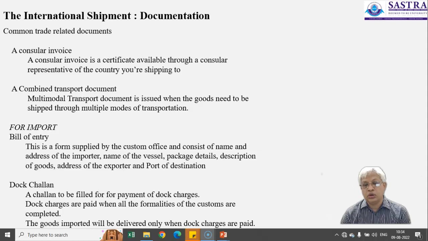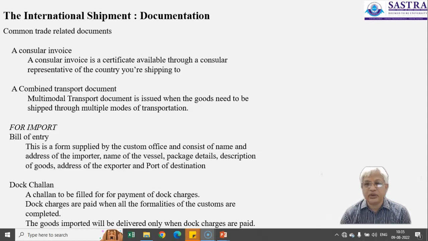So, a UK government has an embassy or a consulate office in India, and a document of the details of the shipment is provided by the consular of that embassy or consulate in this country, in Bombay, and that needs to be attached to. Well, it is not a compulsory document that all countries might require, so in some cases it is required. Next is a combined transport document.